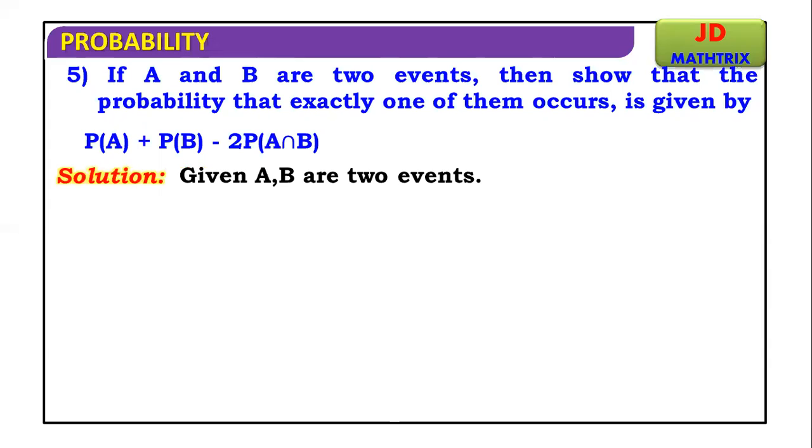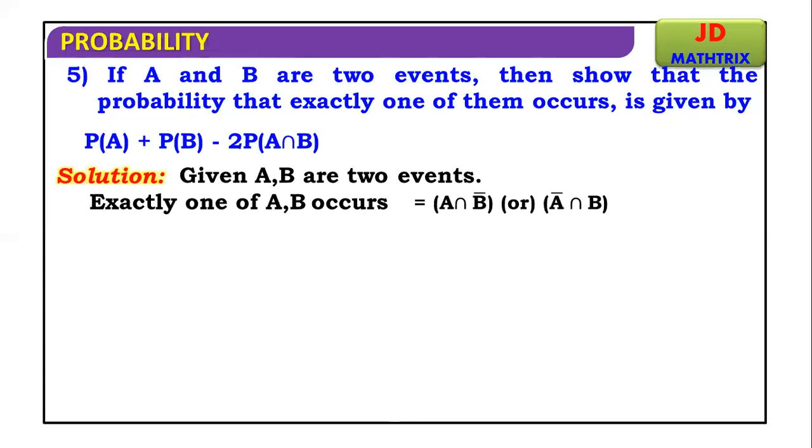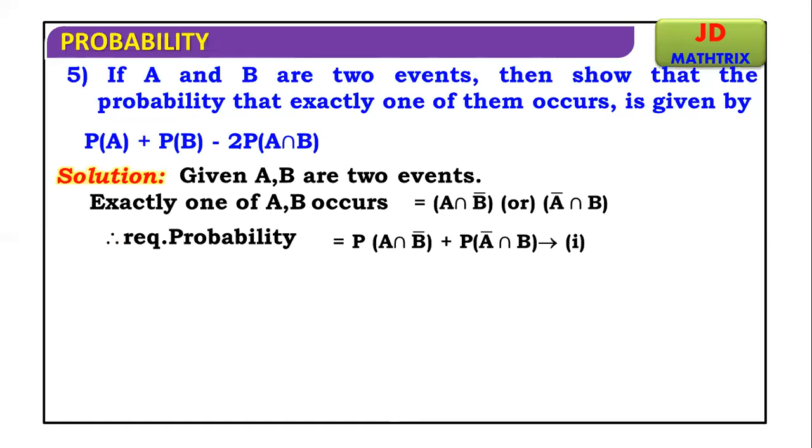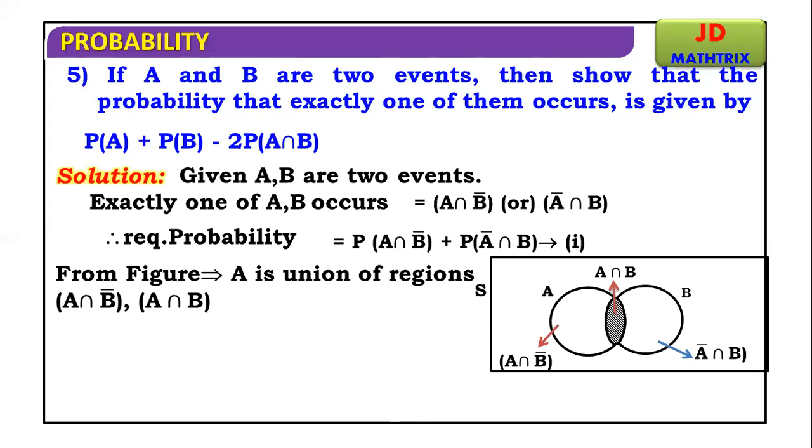Solution: given A, B are two events, exactly one of A, B occurs is denoted by A intersection B bar or A bar intersection B. The required probability is equal to P of A intersection B bar plus P of A bar intersection B. From the figure, A is the union of regions A intersection B bar and A intersection B. Therefore, P of A can be written as P of A intersection B bar plus P of A intersection B.